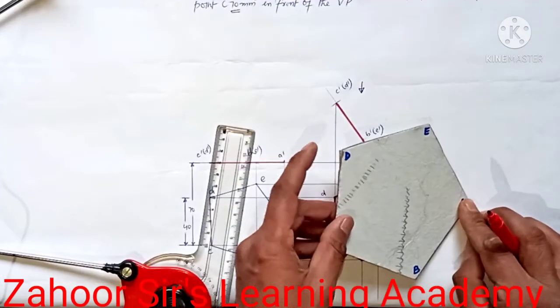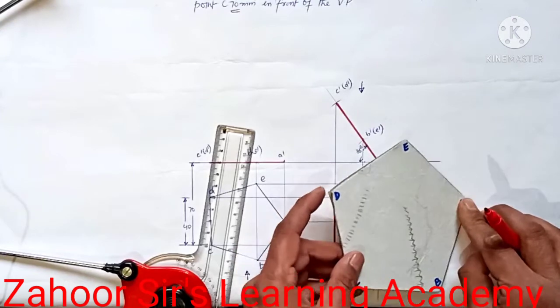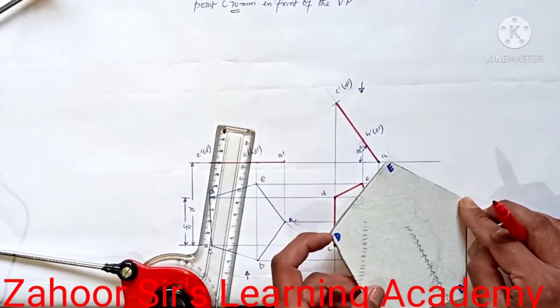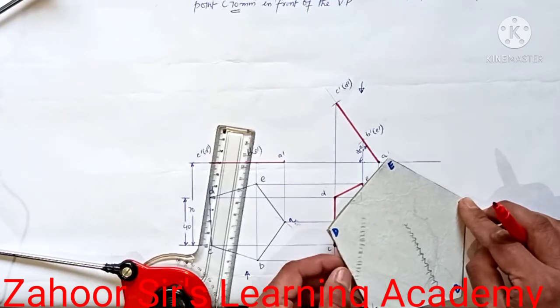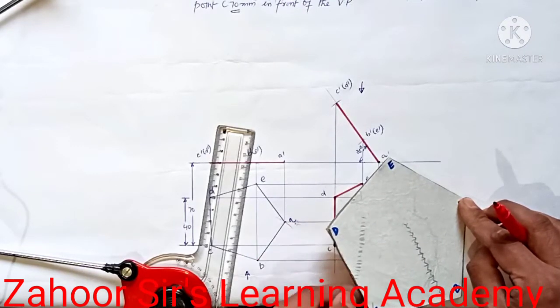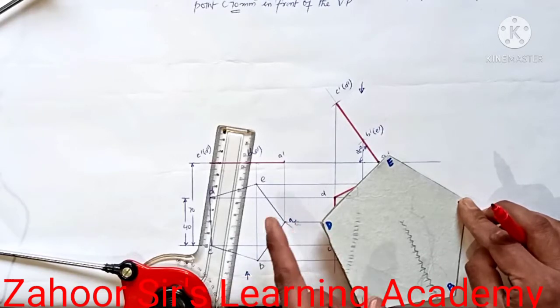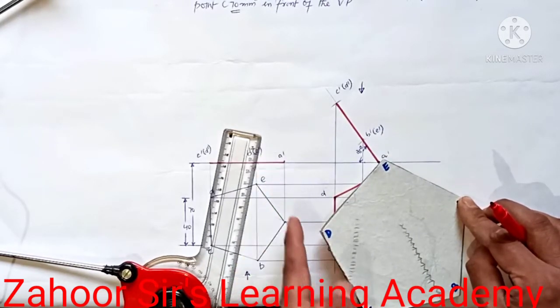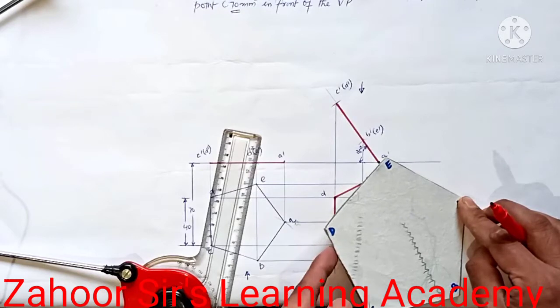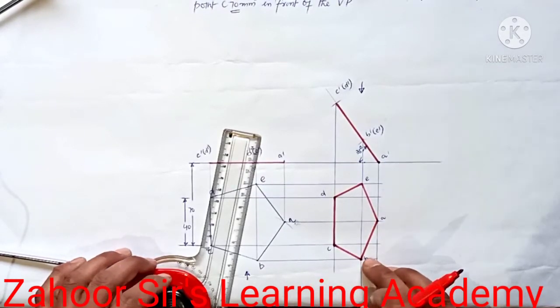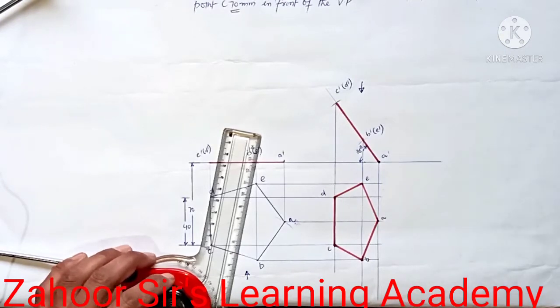This side, which was like this earlier, now should make an angle with the VP. That angle is 45 degrees, but at the same time this side is parallel to the HP. Remember this thing: this is making an angle of 45 degrees. So what we need to do is redraw this figure at an angle of 45 degrees.